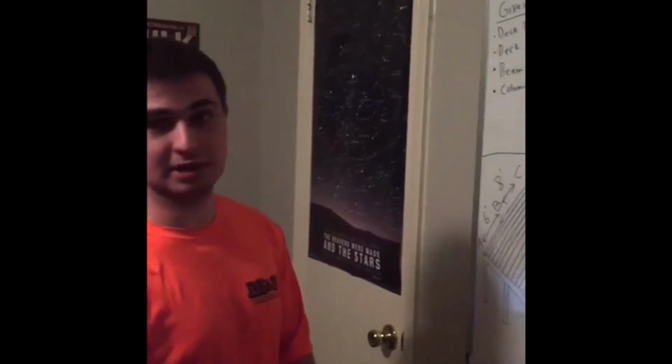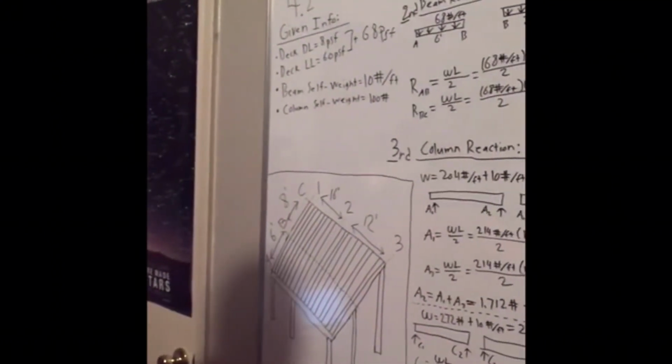All right, my name is Jonathan Tate Moore. I'm a part of group project number 7, and the problem assigned to me was 4.2. I'm going to be working the initial method instead of the alternative.